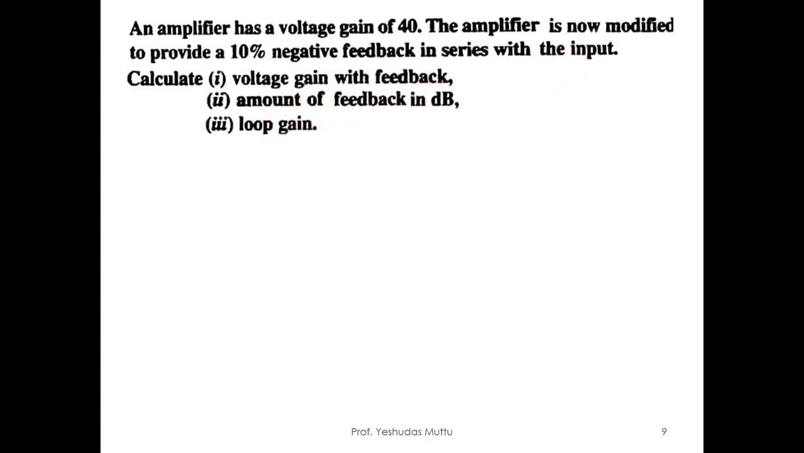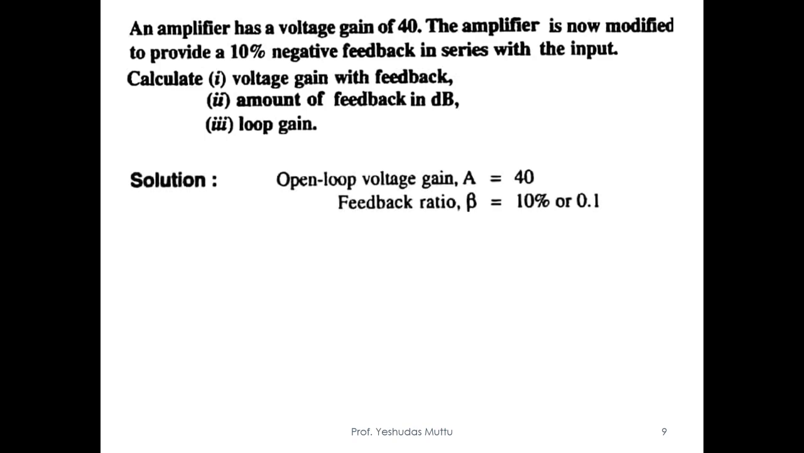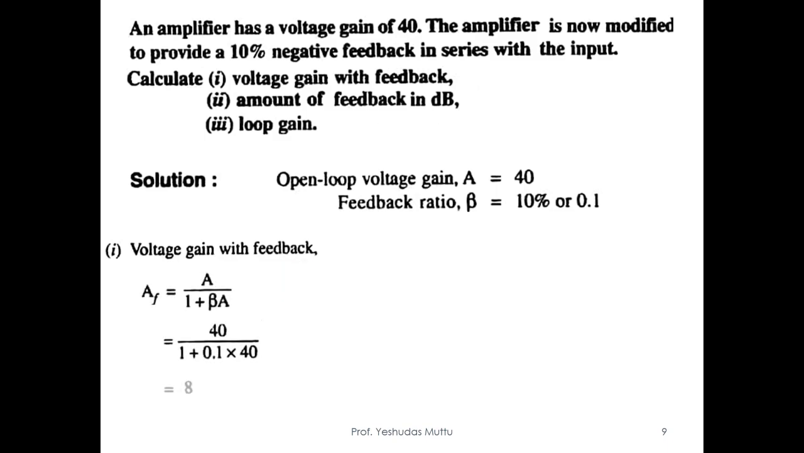Let's go part by part. First part is very easy. Again A is given to you as 40. Beta is given to you as 10%. 10% in the sense it is 0.1. Okay, this formula you all are aware of. Just substitute, get the answer. This serves your first part of the problem.